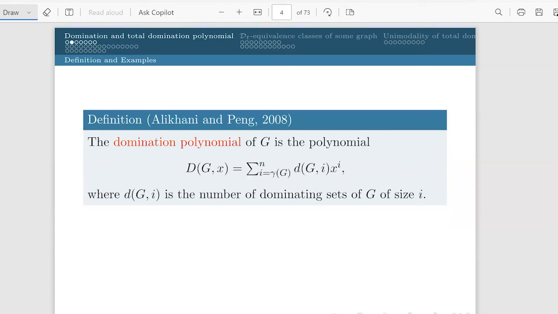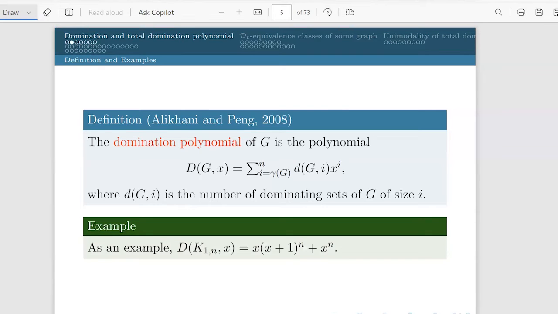When I was a PhD student, I introduced the domination polynomial, such as this polynomial that you see here. D(G,x) is the summation of d(G,i) x^i, where d(G,i) is the number of dominating sets of cardinality i. So this is a generating function for the number of dominating sets of a graph. Here we consider just how many dominating sets there are with cardinality 5, 3, and so on.